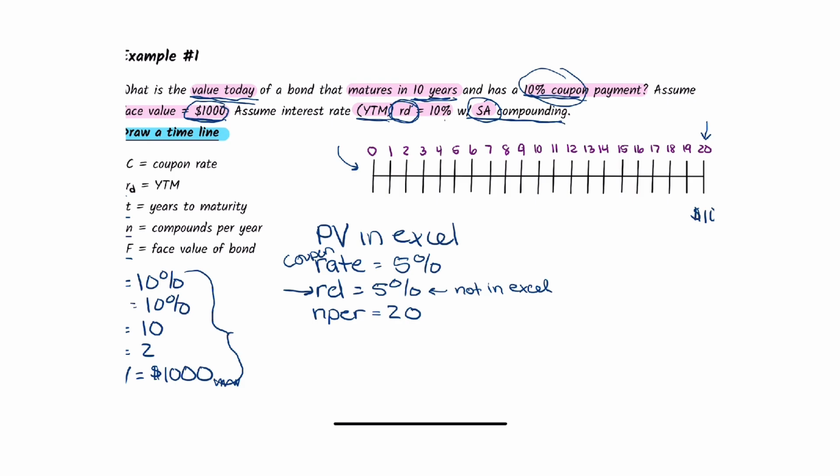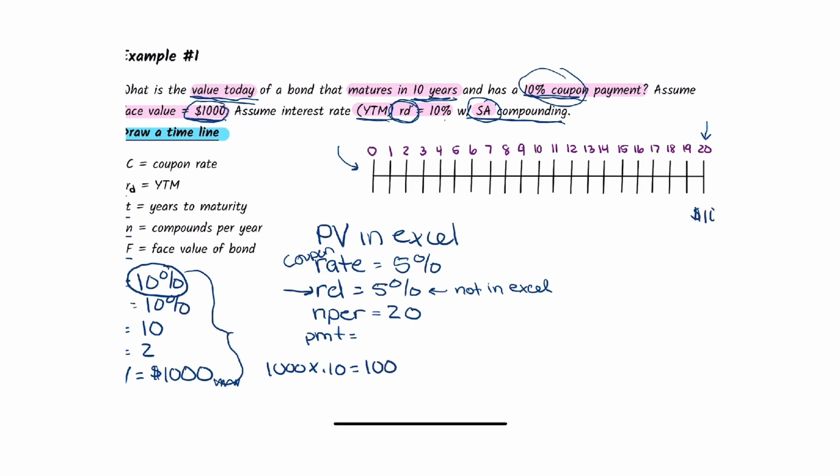The other variable for present value is payment. And we actually do have a payment, and that's going to be our coupon payment. So how do we find our coupon payment? Well, we have a coupon rate of 10% here, and that's based on our face value, which is $1,000. So if I were to do $1,000 times the 10%, I get $100.